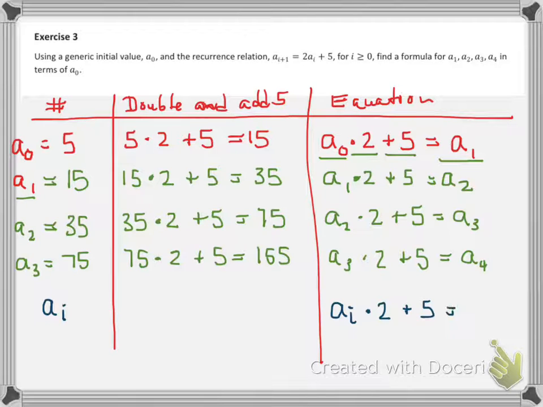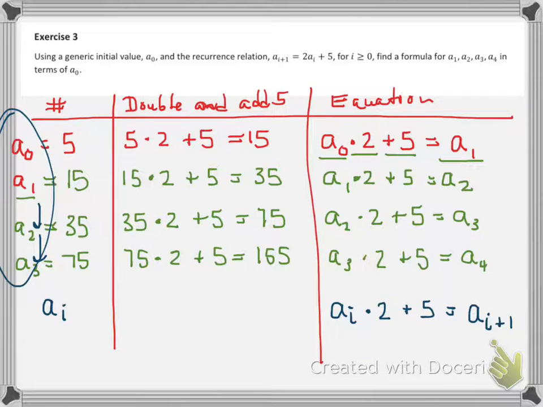Well, isn't our next number a sub i plus 1? That would be the next number. I mean, that happened over here. It was a sub 0 plus 1, which is a sub 1. A sub 1 plus 1, which is a sub 2. A sub 2 plus 1, which is a sub 3.